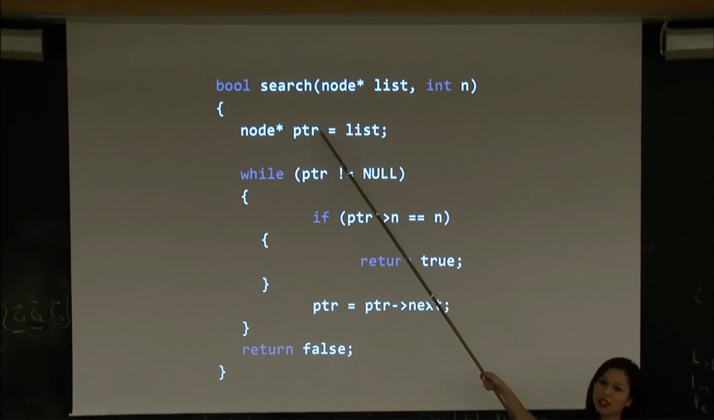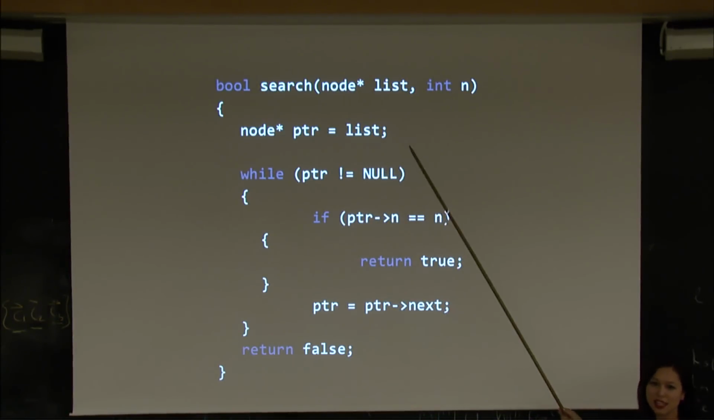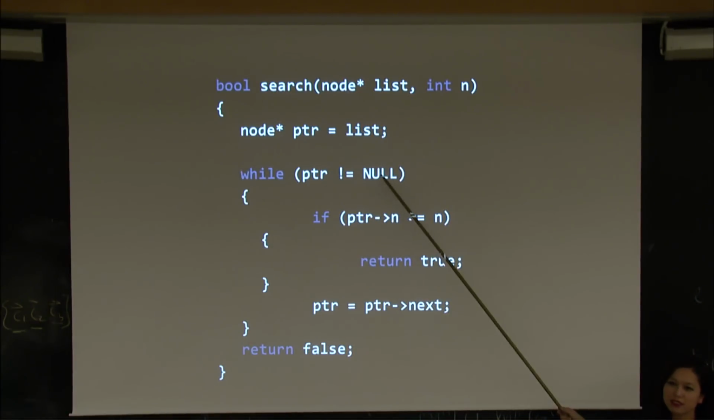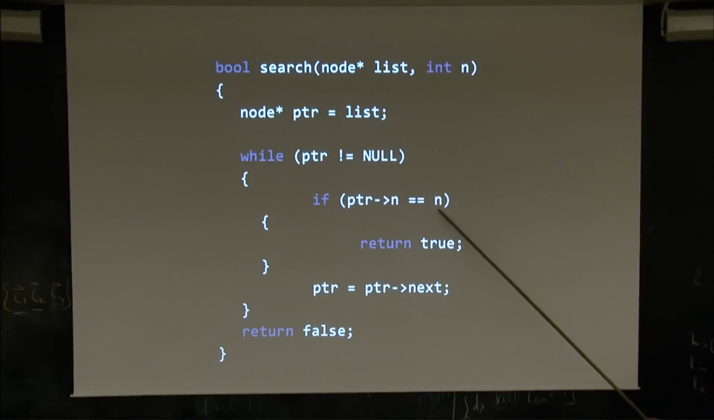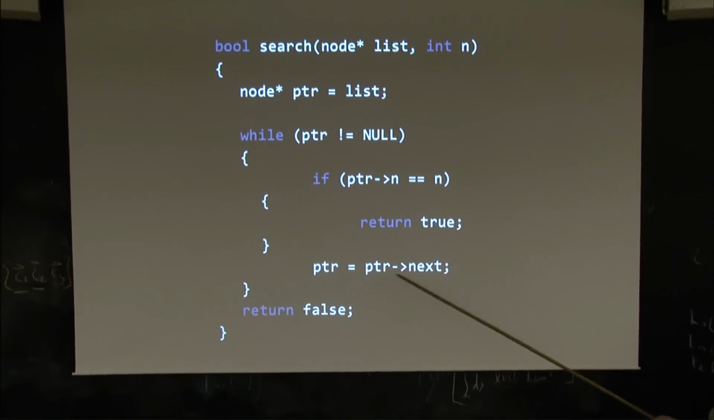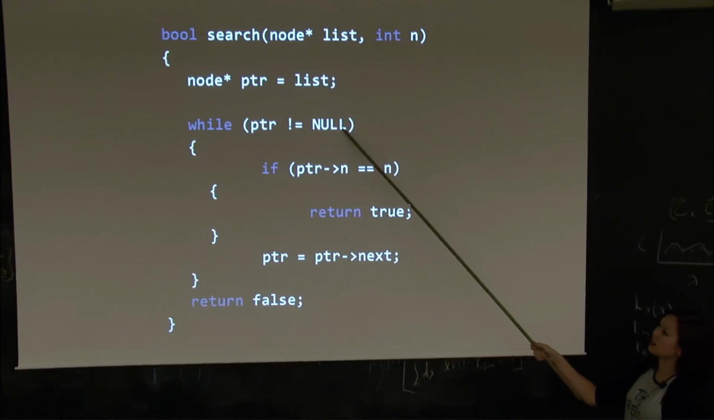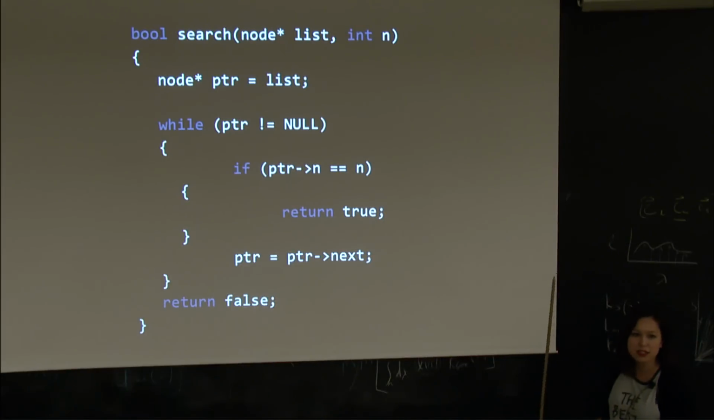So this is a pointer that's going to actually iterate through our list. And we set it equal to list because that's just setting it equal to the start of our linked list. And while it's not null, right, while we still have things in our list, check to see if that node has the number we're looking for, return true, otherwise update it, right? If it is null, we exit our while loop and return false, because that means we haven't found it. Does everyone get how that works?